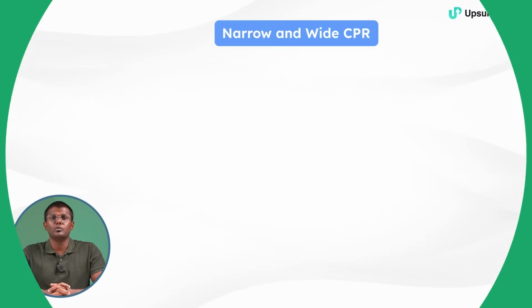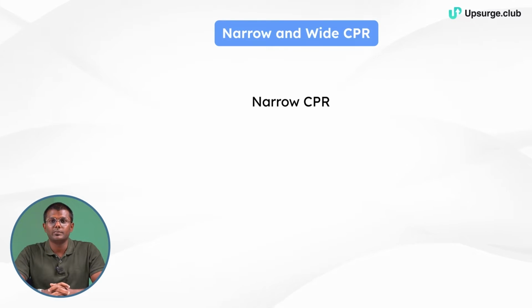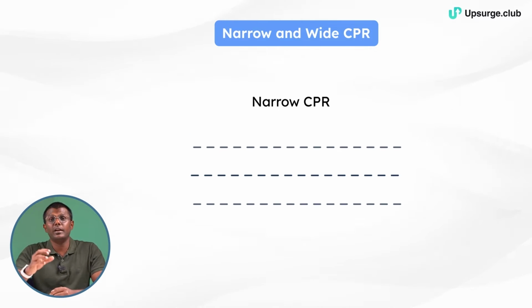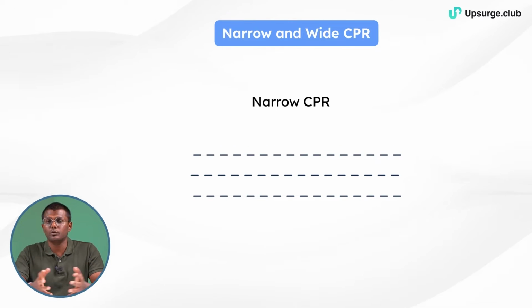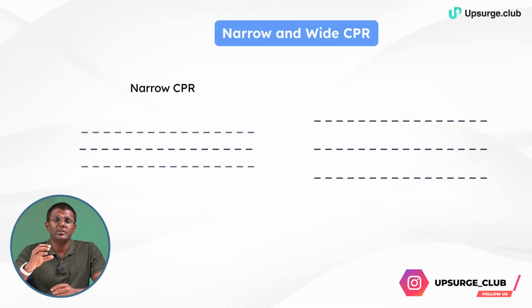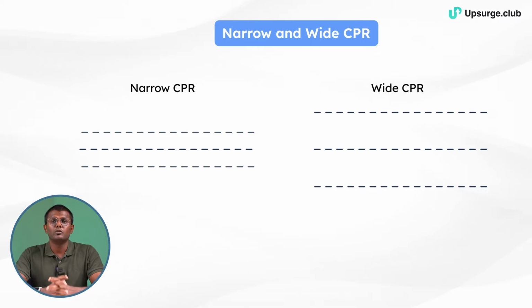In this chapter, we will discuss the types of CPR indicator so that we can decide the market direction. Type 1 and 2 are narrow and wide CPR. So what is a narrow CPR? Let's say today the three CPR lines are very narrow, then it is called a narrow CPR. And if all the three CPR lines are very wide, then it is going to be a wide CPR.